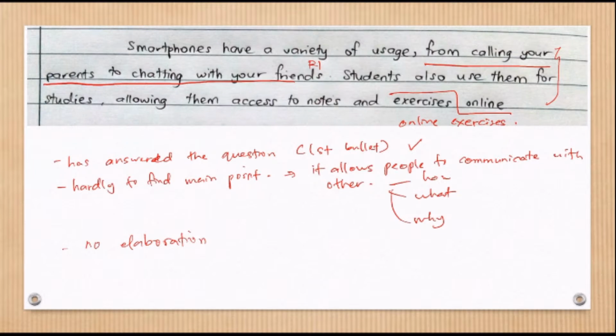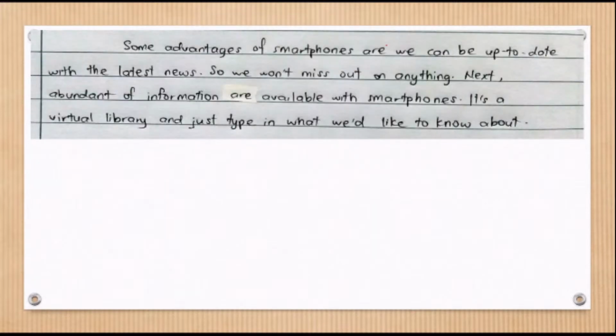Some advantages of smartphones are we can be up to date with the latest news. Okay, "are" here should be replaced with "is", because you are giving one advantage only. Also, don't put "so" at the beginning of a sentence. We won't miss out on anything. Next, abundance of information are available with smartphones. It's a virtual library and just type in what we'd like to know about.